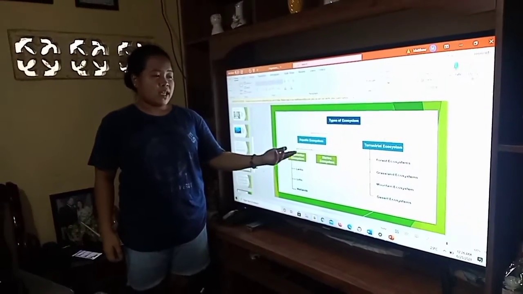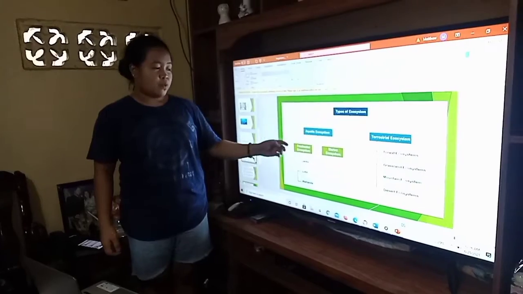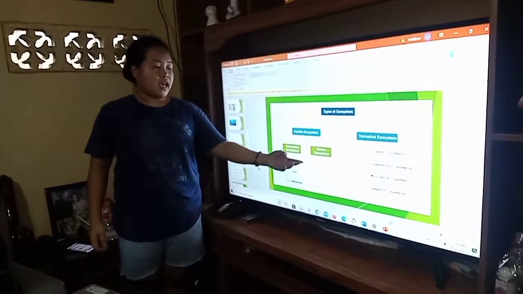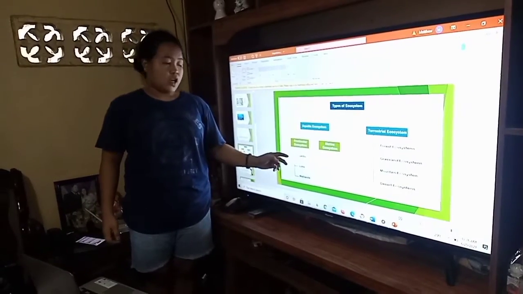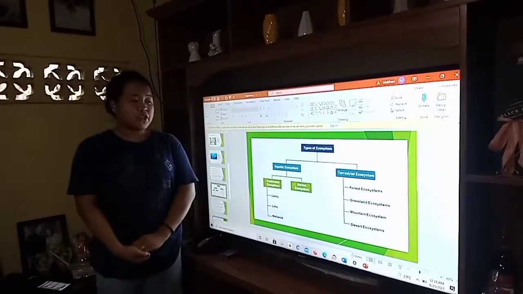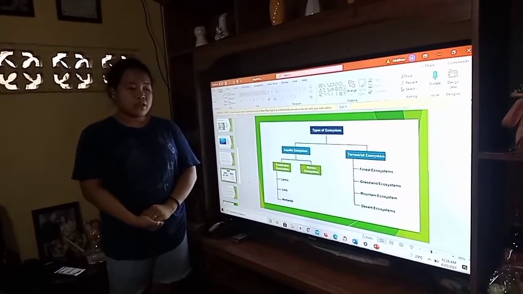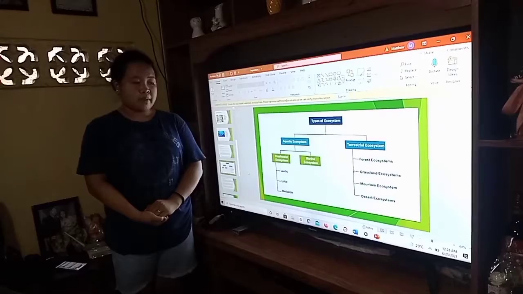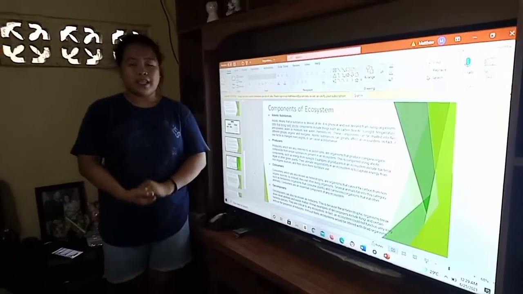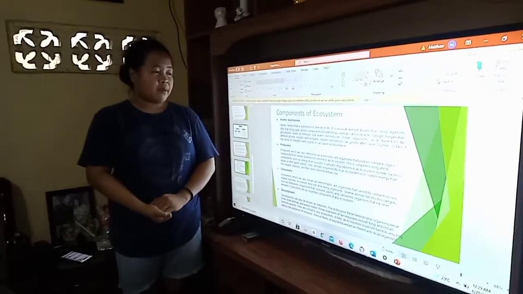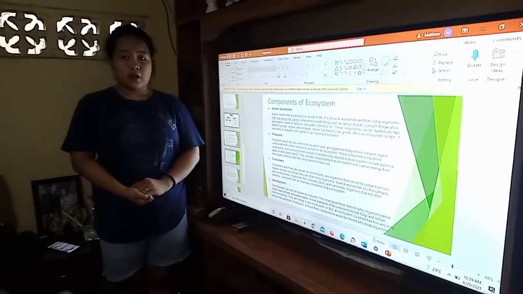We have aquatic ecosystem and terrestrial ecosystem. In aquatic ecosystem, we have freshwater ecosystem and marine ecosystem. In freshwater ecosystem, we have lentic, lotic, and wetlands. In terrestrial ecosystem, we have forest ecosystem, grassland ecosystem, mountain ecosystem, and desert ecosystem. We have components of ecosystem. We have abiotic substances, producers and consumers, and decomposers.